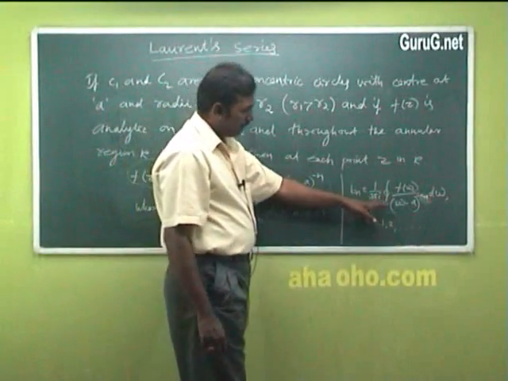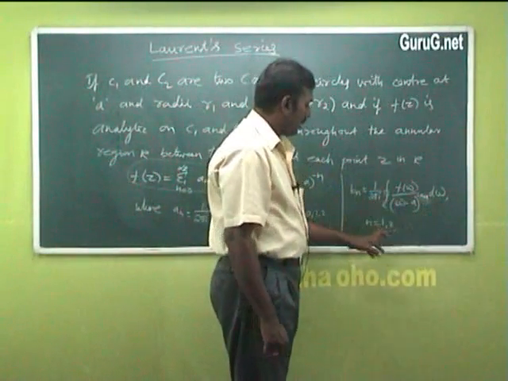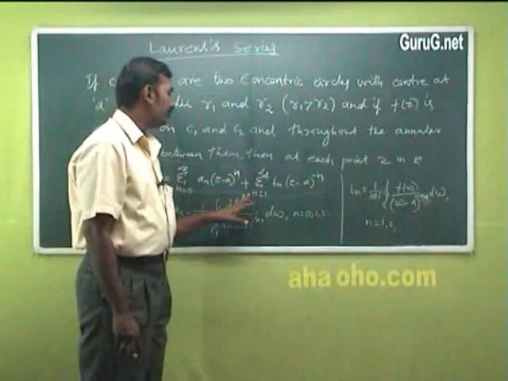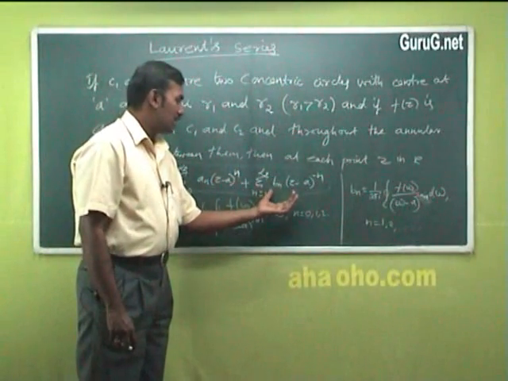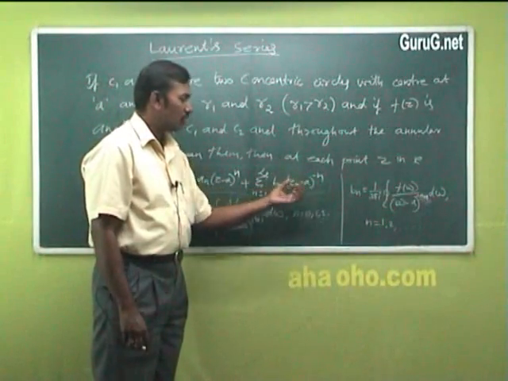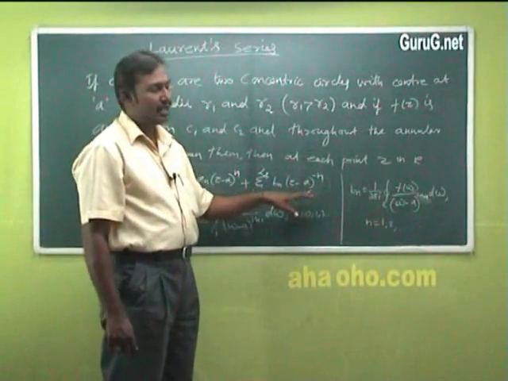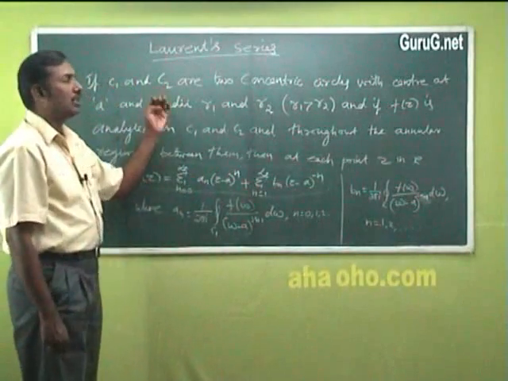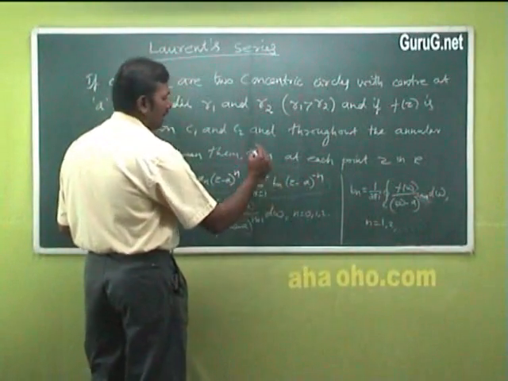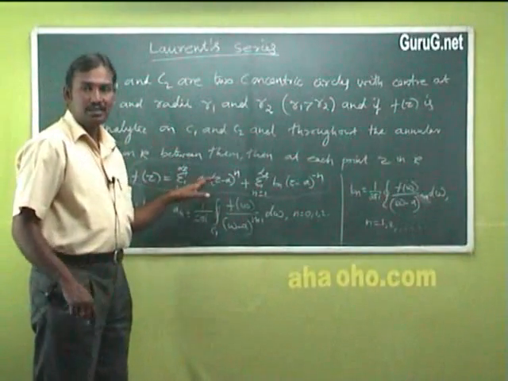b n equals 1 by 2 pi integral over C f of omega by omega minus a whole to the power minus n plus 1 into d omega, where n varies from 1 to infinity. You may get b1, b2, b3. Right? So whenever there are no coefficients of the negative powers of z minus a, then this Laurent series converts to what? Taylor series. So in the Laurent series, if the value of b n becomes 0, then what does this series become? It's nothing but Taylor series. Clear?